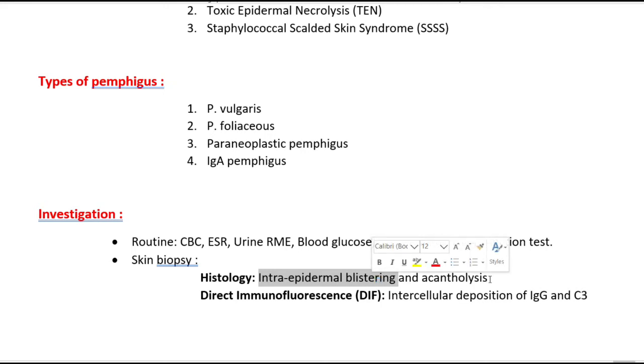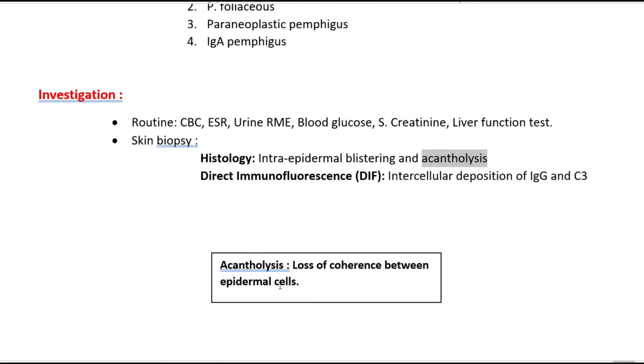There is blistering, that is splitting of the epidermal layer, and acantholysis. What do you mean by acantholysis? Acantholysis is loss of coherence between the epidermal cells. The next skin biopsy finding will be intercellular deposition of immunoglobulin G and complement 3 by direct immunofluorescence, DIF.